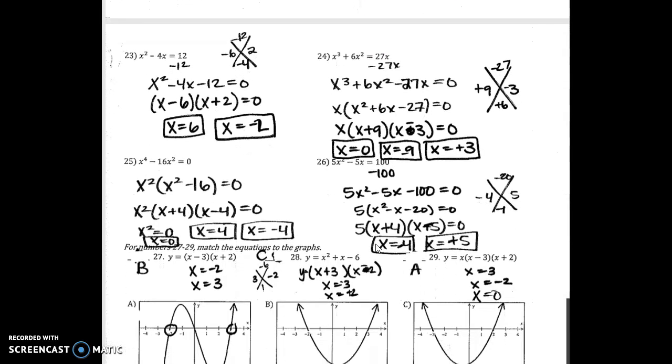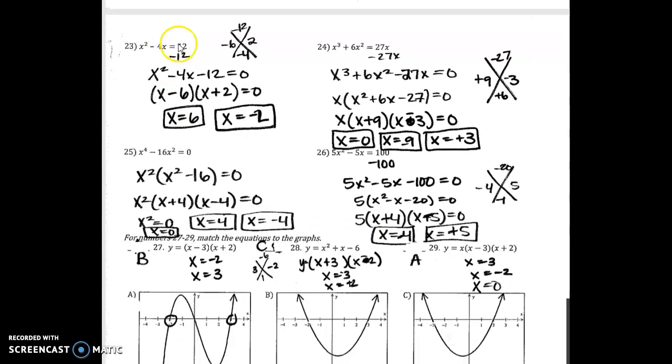Moving on. Number 23. You cannot have a 12 over here. You have to get that equal to 0. So move that 12 over. Now it's negative 12. Factor and solve. Same on 24. You can't have it equals 27x. Move it over. Then you're like, oh no, there's an x to the third power. That's okay. GCF, GCF. Factor that out. Here's what's left. Factor that.